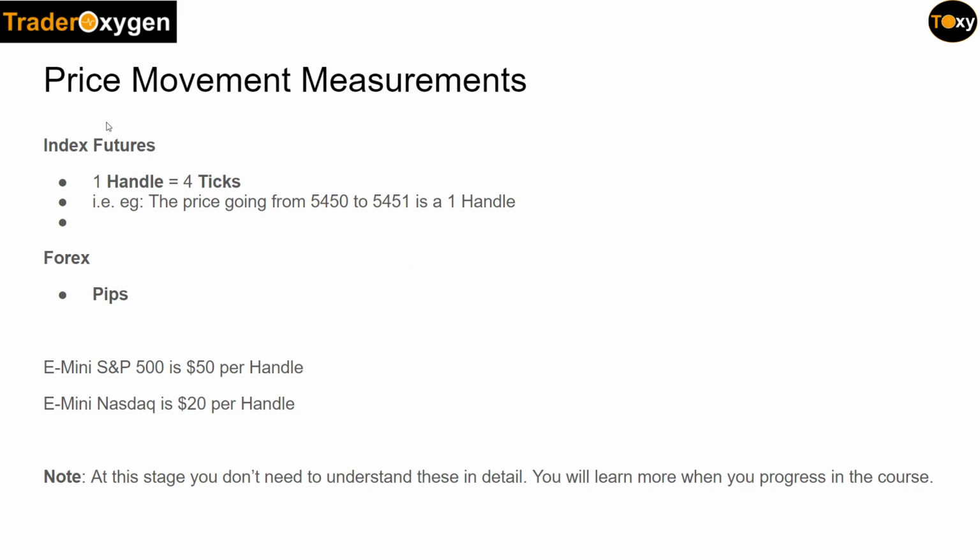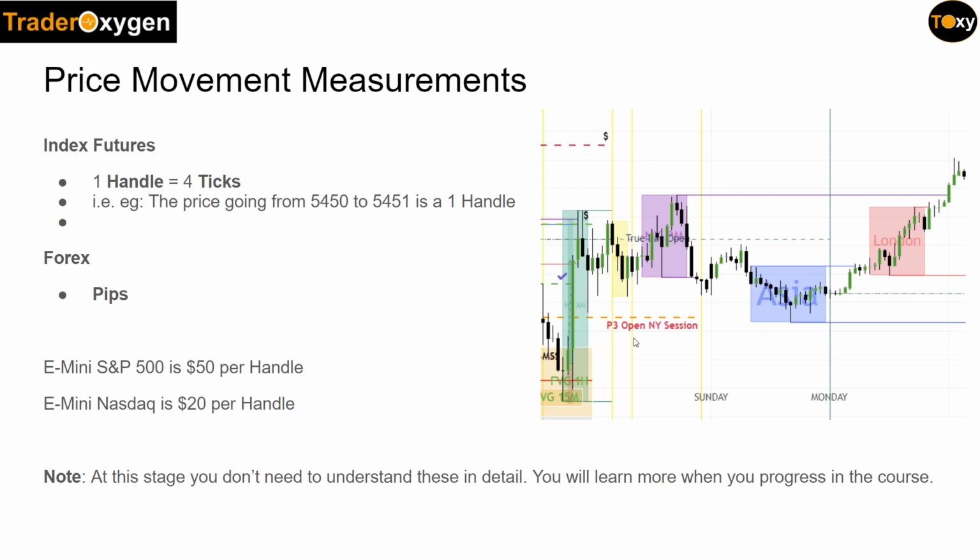Next is to give you an idea about price movement measurements. If you look at this chart, these are the price movements. When the price moves and when you are trading, as you will see in the next few chapters, we need to understand the measurements of the price movement. For example, in index futures, price moves in handles. Each handle consists of 4 ticks. That's how we interpret it.